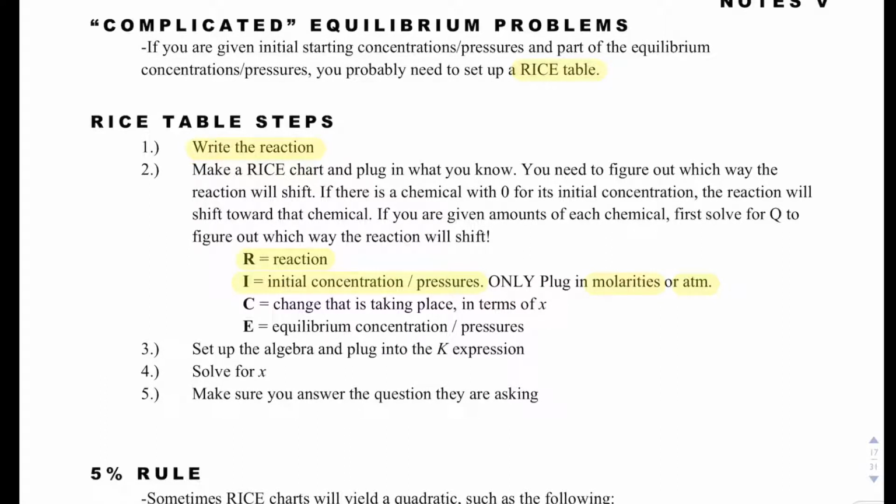So if you're given moles, you can't plug in moles to your rice table. You have to divide it by the liters to get molarity, and then you're able to plug it in to your rice table. The C stands for the change, so in terms of, is it increasing or decreasing? And typically, we will represent that in terms of X. And then E stands for what's actually left at equilibrium. Okay, and then we'll set up the algebra, solve for X, and make sure that we answer the question that is being asked.